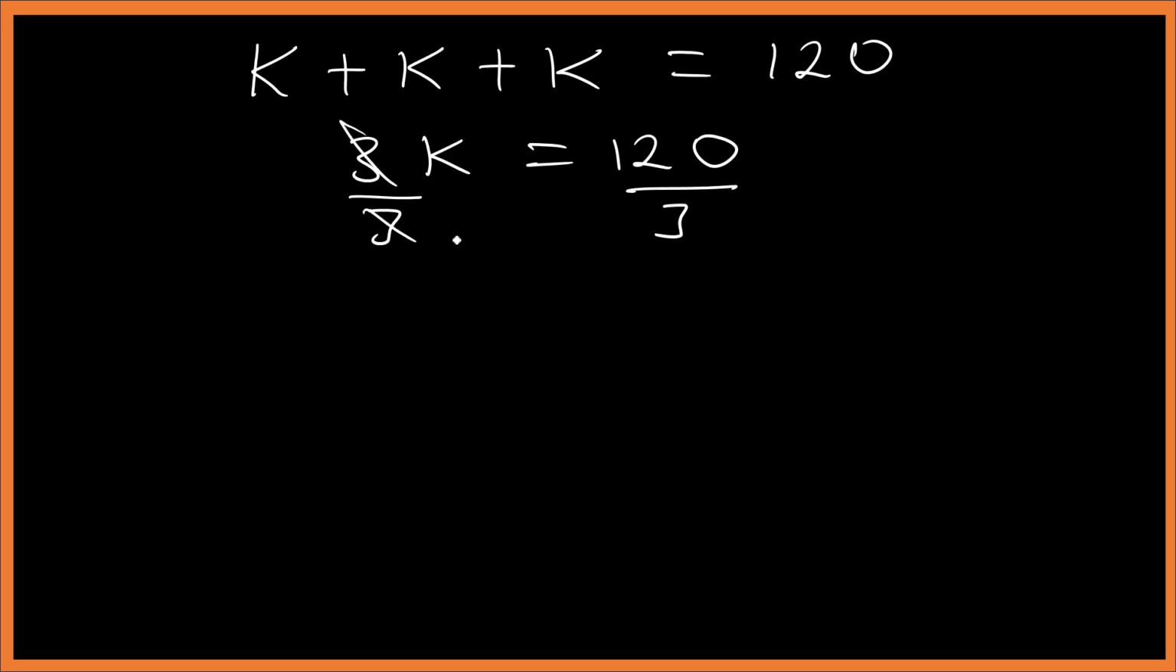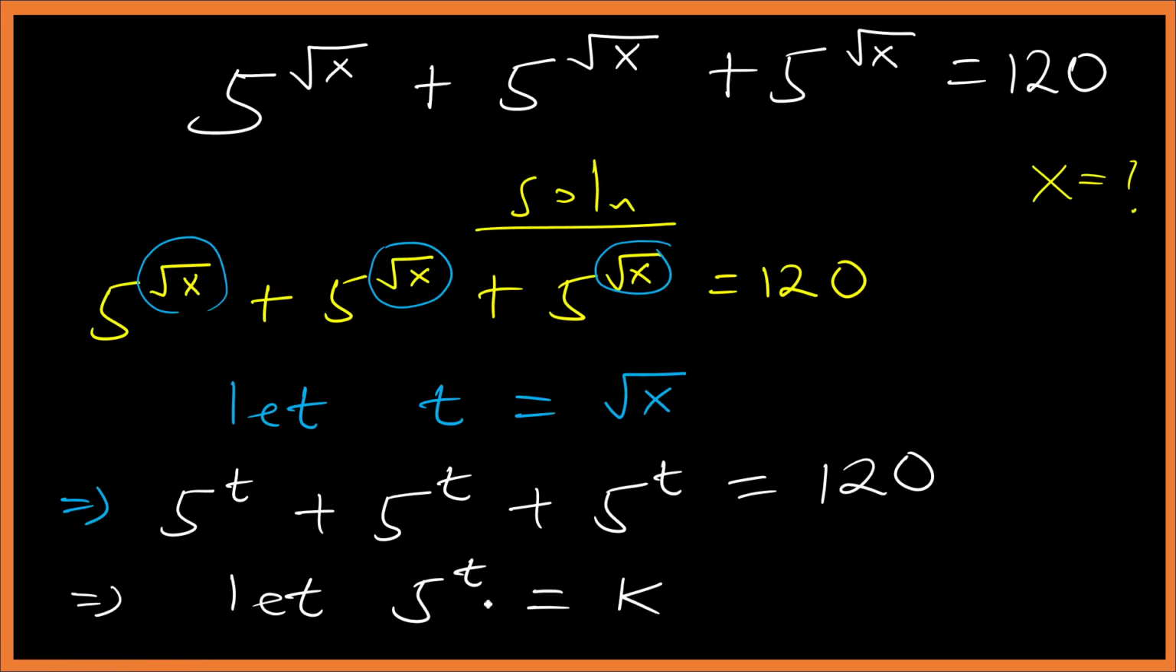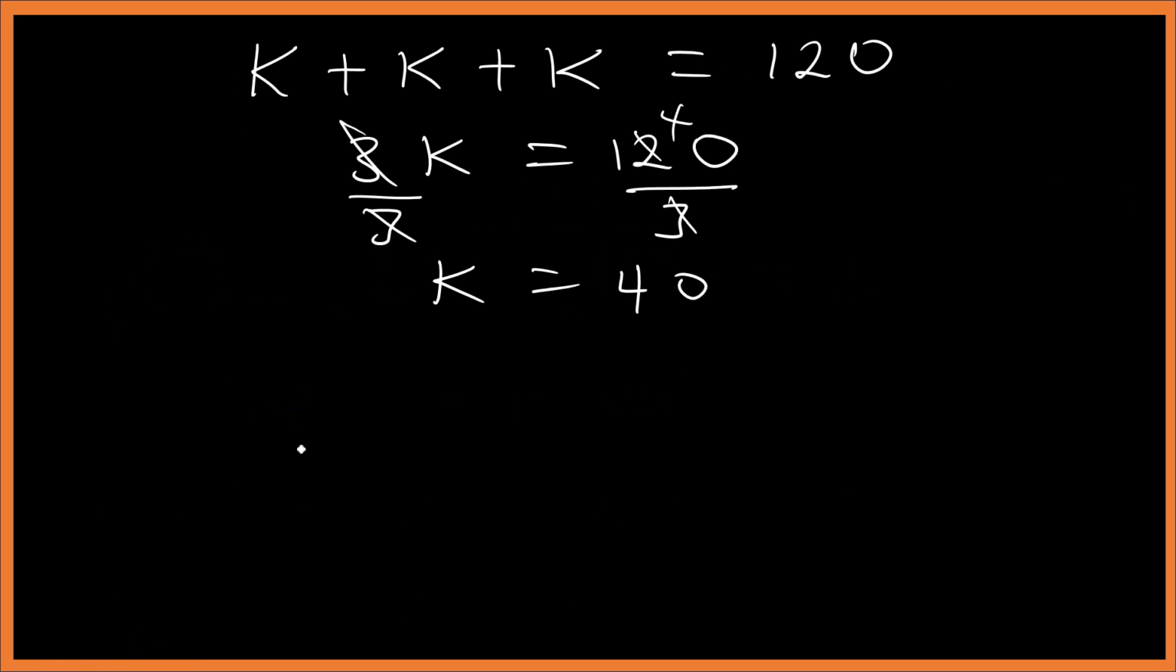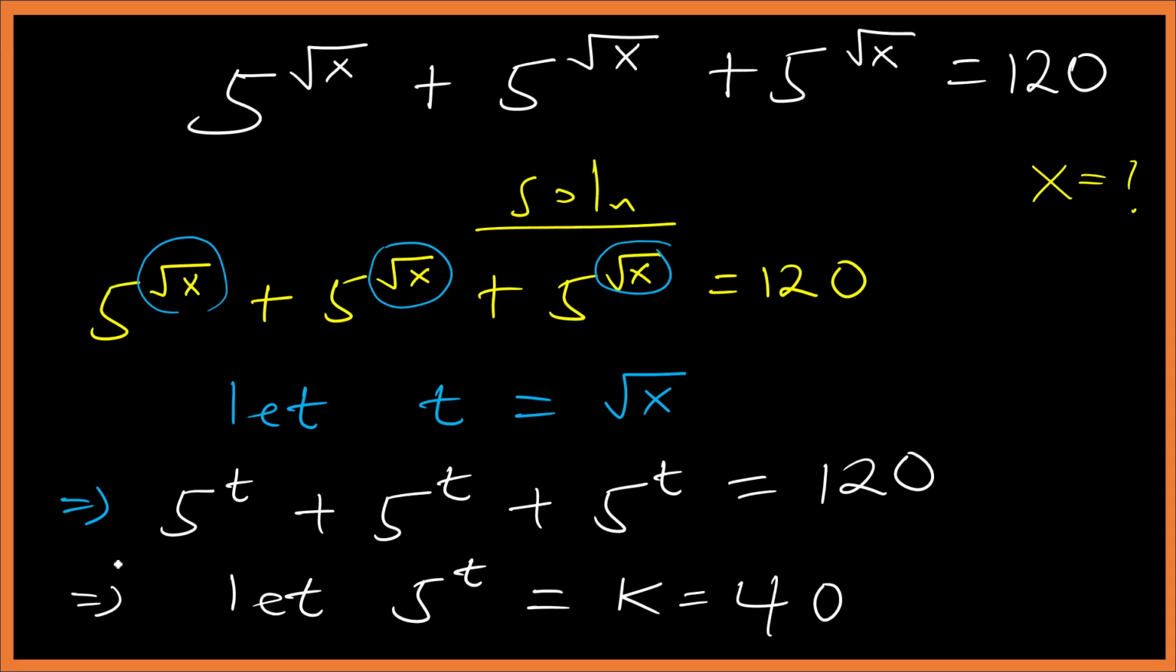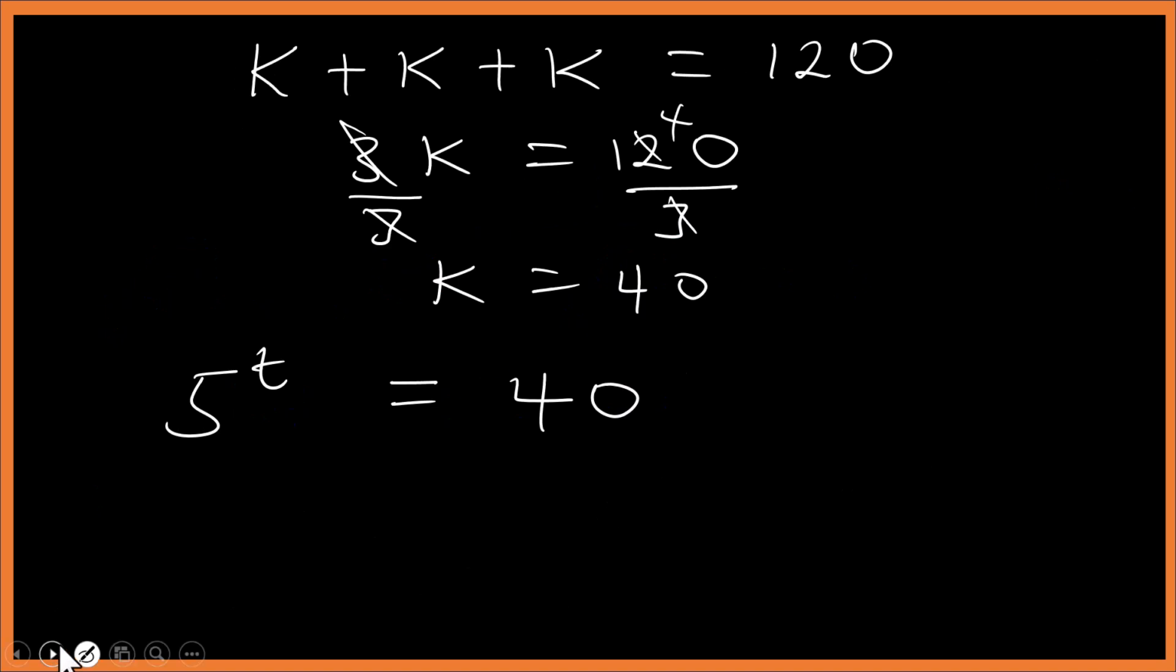So this side will cancel. 120 divided by 3, 3 4s are 12, so we have 40. K is 40. Now remember, if k is 40, we now send k back to its position. 5 exponent t is now 40. So 5 raised to t is 40. So once we find t, we bring it back here, then we find x, and the question is solved. So let's quickly solve for t here.